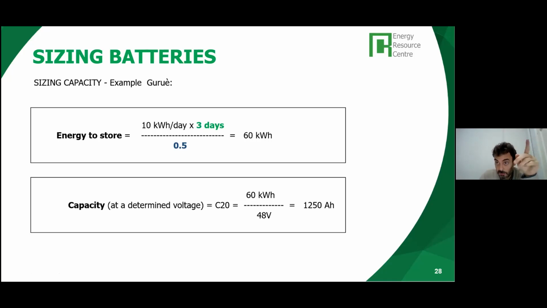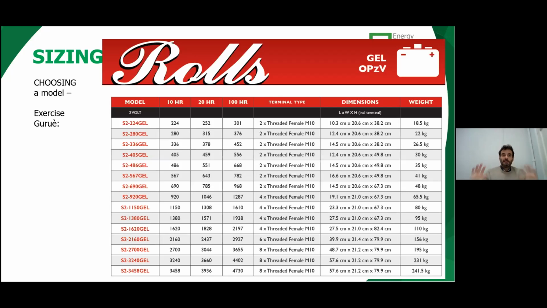Remember, in the example in Gurue, we're talking about a PV array size of 2,700 watt peak. We saw earlier on that we would need roughly 17 square meters to install the modules. Now we know we would need about 1,250 amp hours of battery capacity for lead acid. So let's do a bit of an exercise with this. Quick one, simple one.